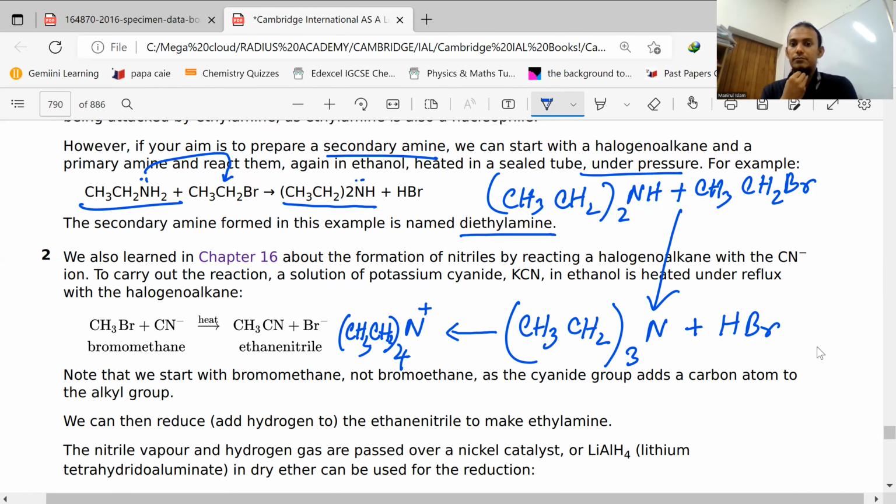Clear, clear. Are you writing? So halogen alkane can react with ammonia to form primary amine, secondary amine, tertiary amine, then quaternary ammonium compound.